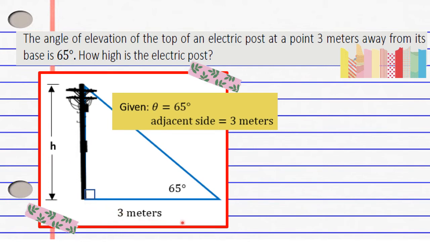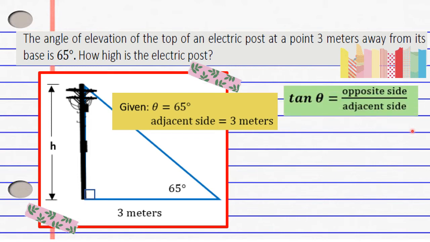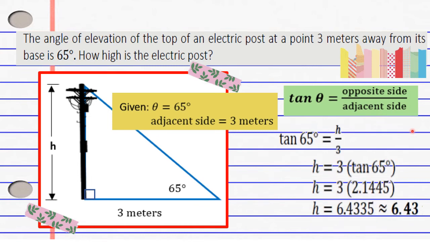Now, what trigonometric ratio will we use? If we are given the adjacent side and we are looking for the opposite side. Excellent. We're going to use tangent. And what is the formula in getting tangent? Very good. We'll have opposite over adjacent. Now let's substitute the values. Tangent 65 degrees, that's given, is equal to opposite, which is h, over the adjacent, which is 3 meters.